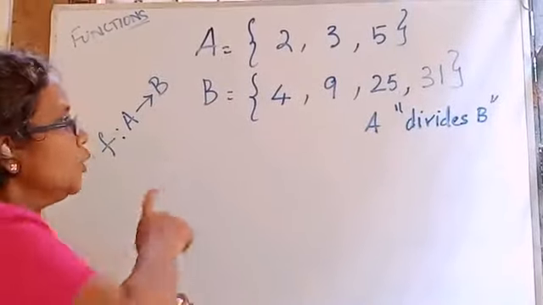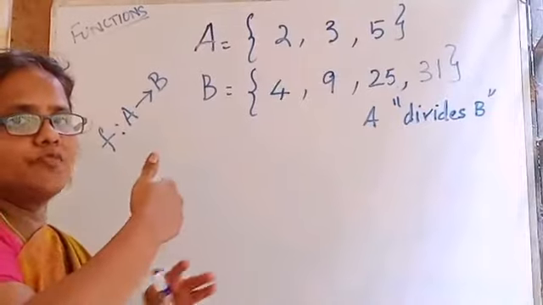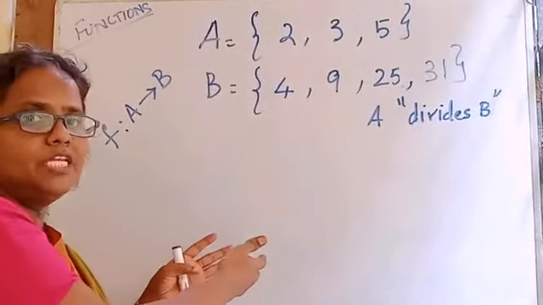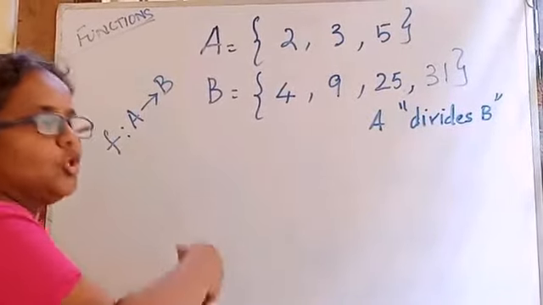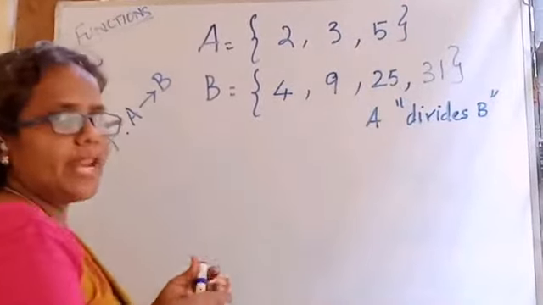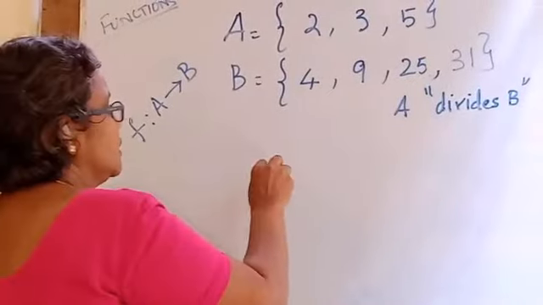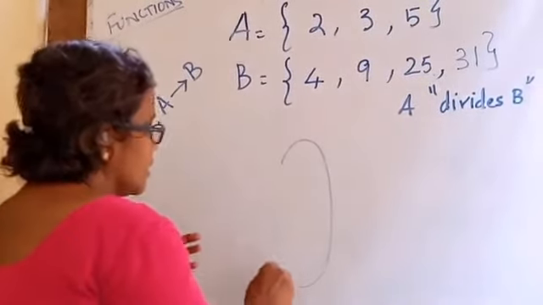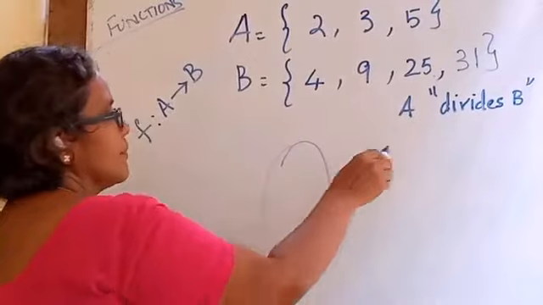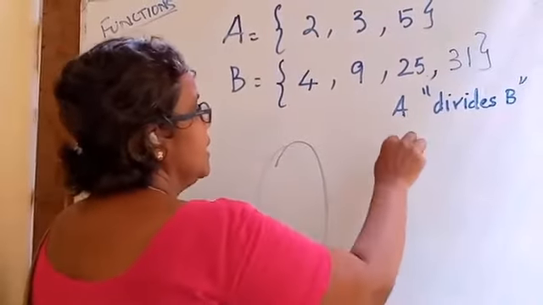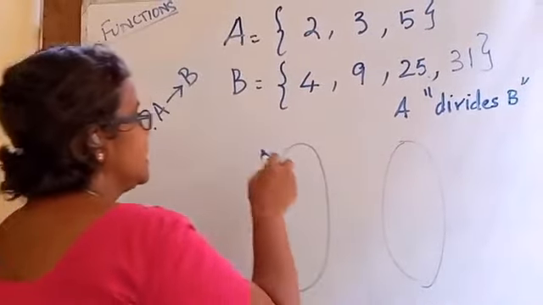Children, we will be able to understand this function if we represent it by means of an arrow diagram. I will show this same function by means of an arrow diagram, and we'll check whether it is a function or not. In an arrow diagram, you will be representing the sets like this.